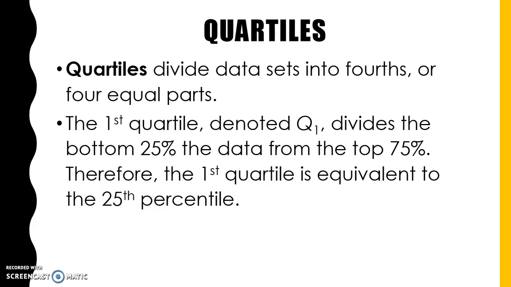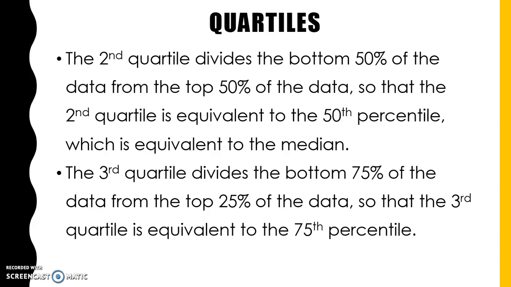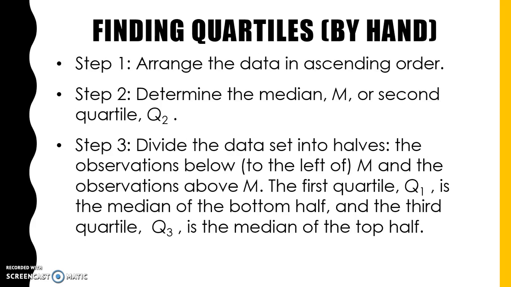Quartiles are a specific type of percentile. They divide your data set into fours. So the first quartile is denoted Q sub 1, and it divides the bottom 25% of the data from the top 75%. So it's equivalent to the 25th percentile. The second quartile splits it right in half, so it's the 50th percentile, and that's the same thing as the median. And then we have the third quartile that divides the bottom 75% of the data from the top 25% of the data, and that's the 75th percentile.